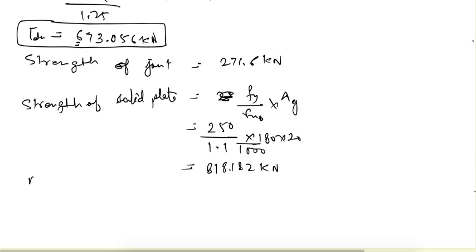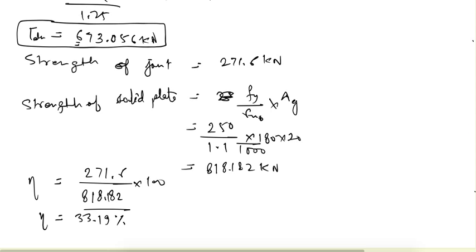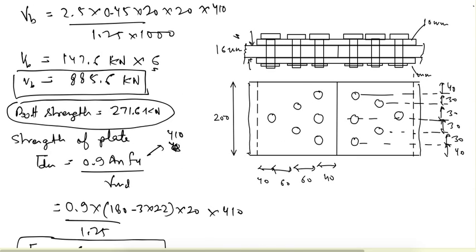So we can find out the efficiency as the strength of joint, that is 271.6, divided by strength of solid plate, that is 818.182, multiplied by 100. So the efficiency comes out to be 33.19%. That is the answer of this question. Now let's see the other question, which is on the butt joint, that is double covered butt joint.